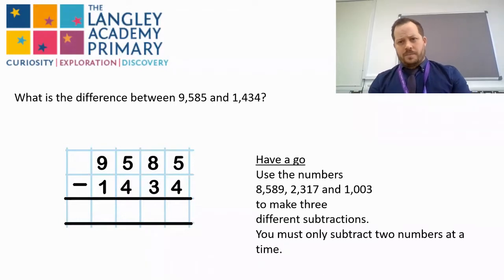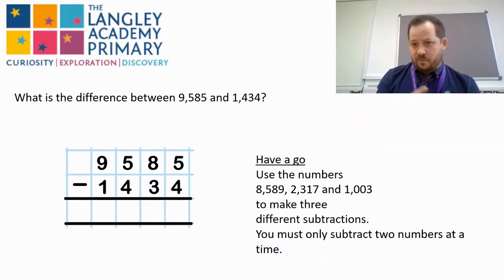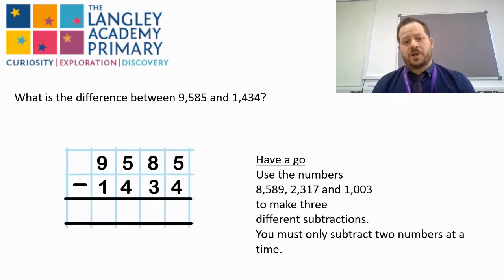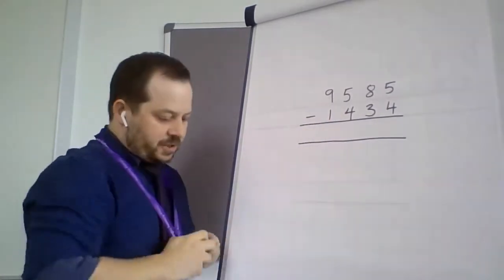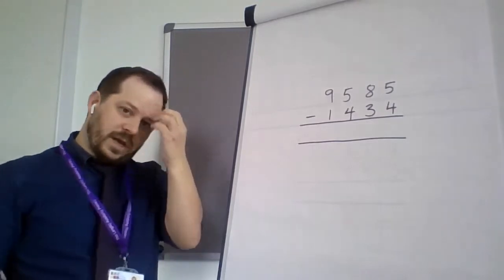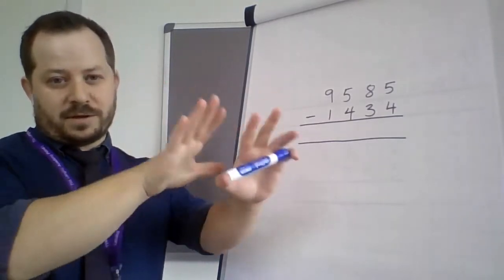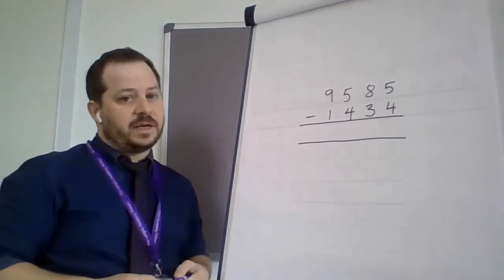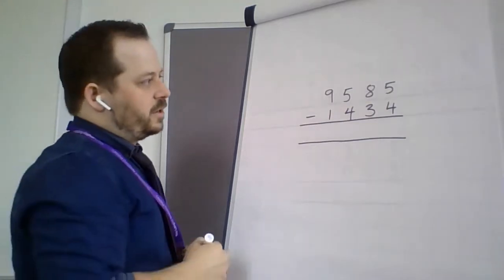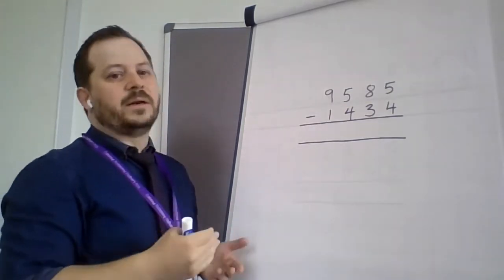So how does that work as a column method, a formal written method? I'm going to show you how I would do 9,585 minus 1,434, and then I'm going to let you have a go at some questions. When we're doing the written method for subtraction, we can use the columns that we had. The columns are important. This is just the written method for it. This doesn't involve any exchanges. This is just going to be straightforward. It should be very quick and a nice recap.